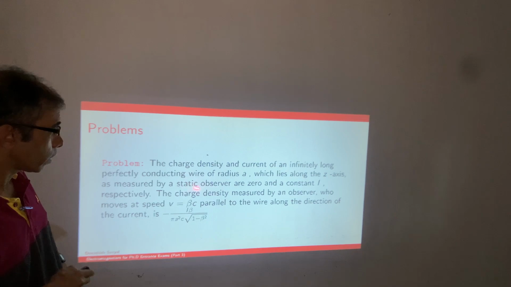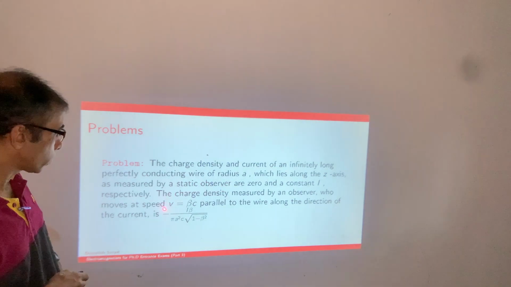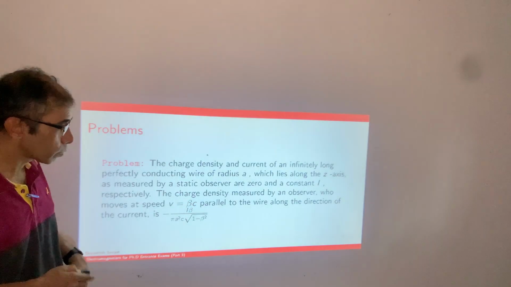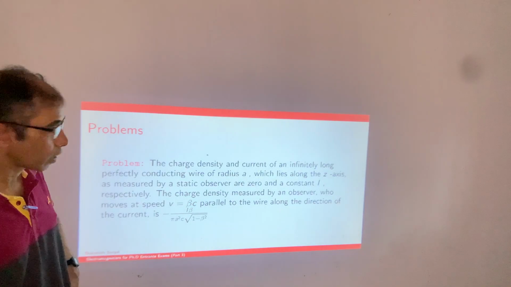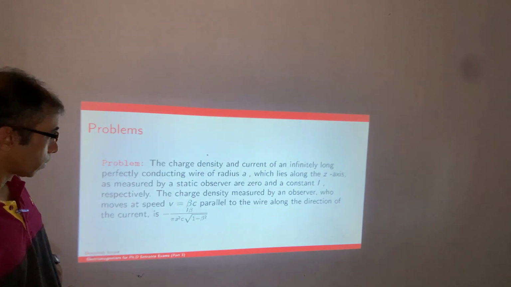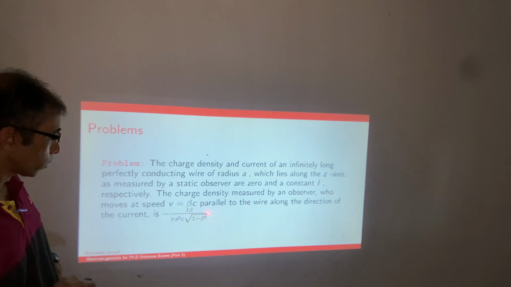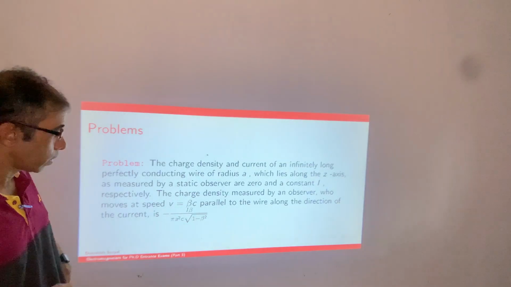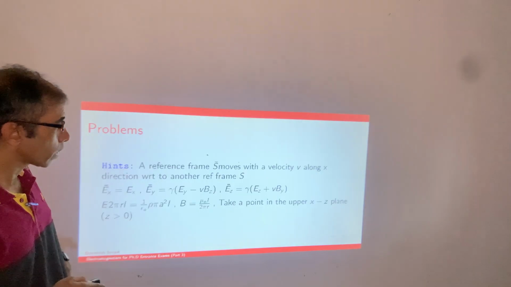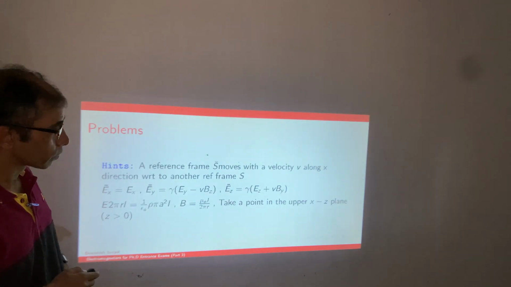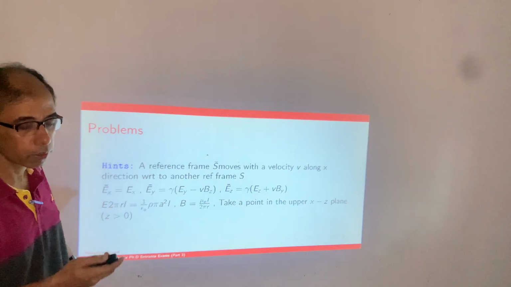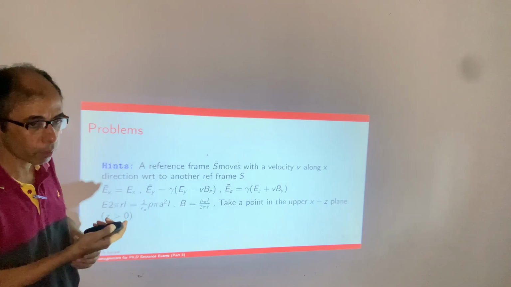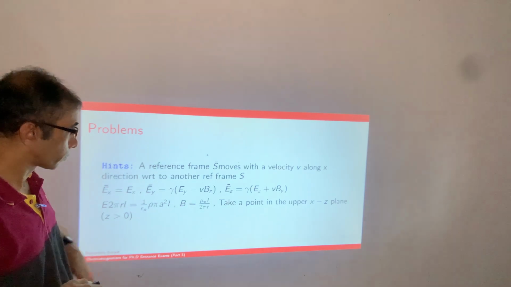So now another observer is there who is moving at the speed of v with respect to the first observer. So to that observer there will be a charge density. Okay. So we have to show that the charge density as observed by that observer is this. So this is actually a problem of two reference frames and how the electric and magnetic fields change in the two reference frames. So this is a problem of special relativity.